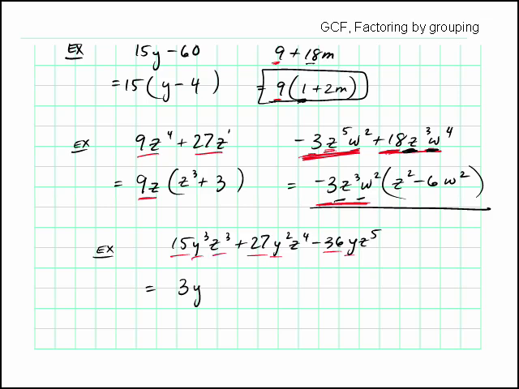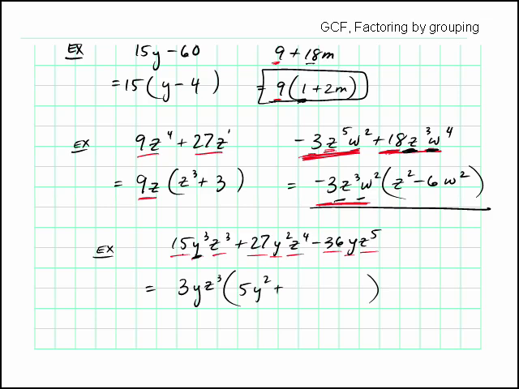Z cubed, z to the 4th, z to the 5th. So at most a z cubed, the smallest exponent. There's my GCF. Leftovers. 15 divided by 3 is a 5. A y cubed divided by a y is y squared.